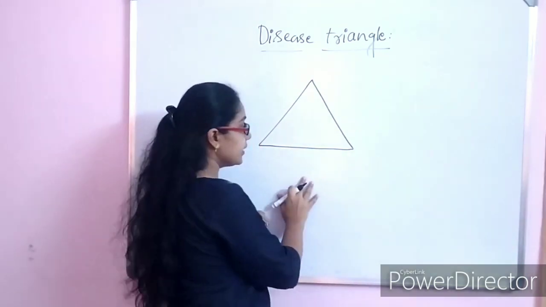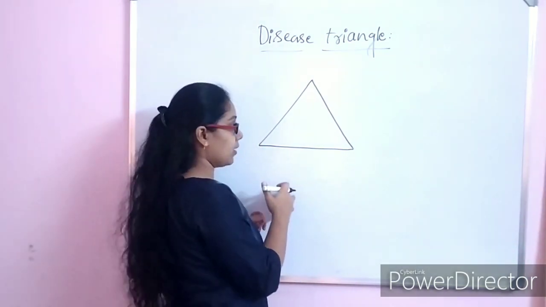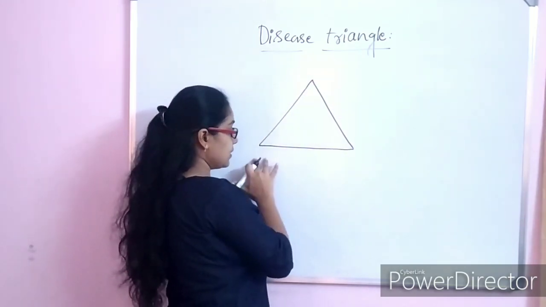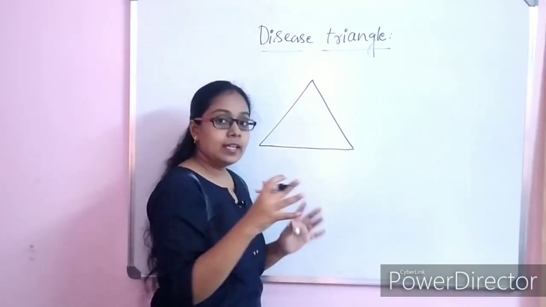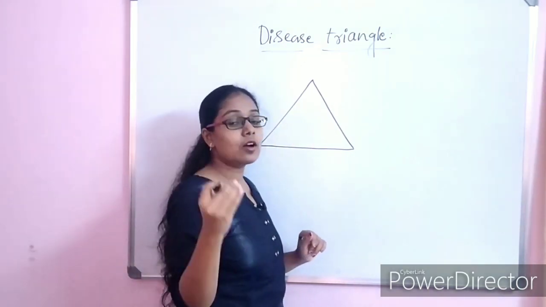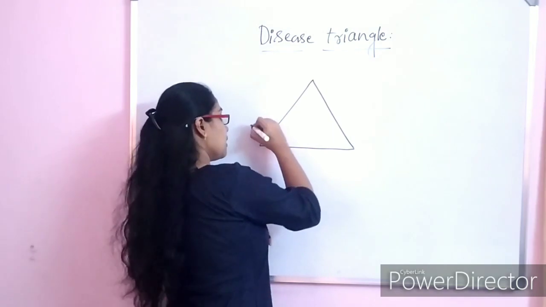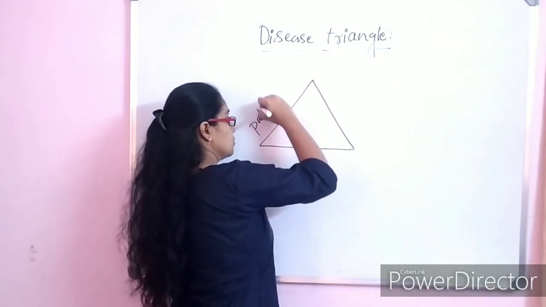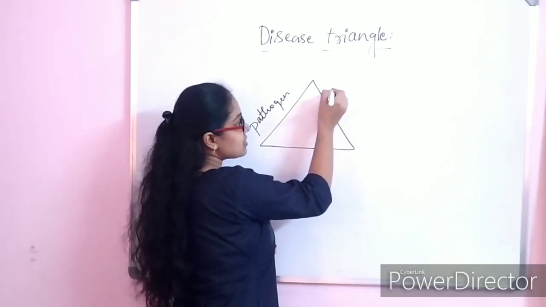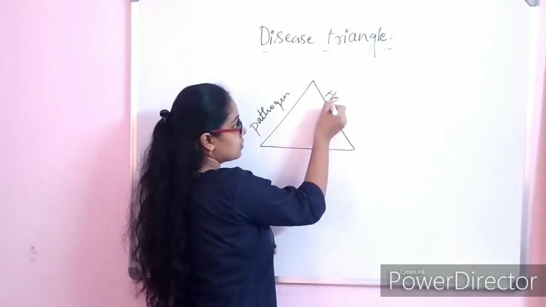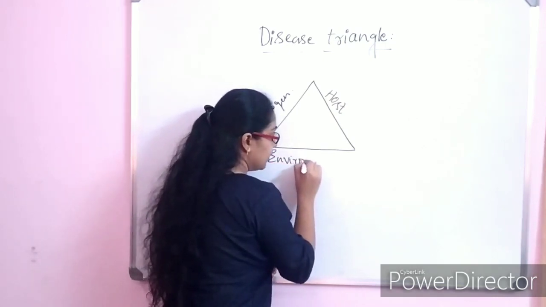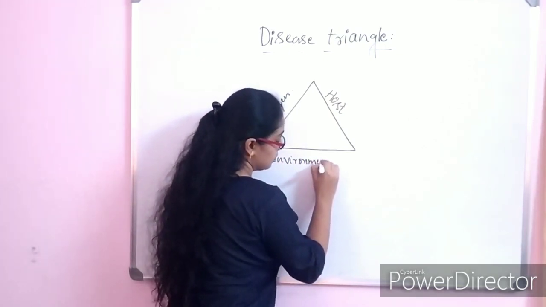Here it is called the disease triangle. Each side of the triangle is denoted by a component. So here comes the pathogen, this side the host plants, and here come the environmental conditions.